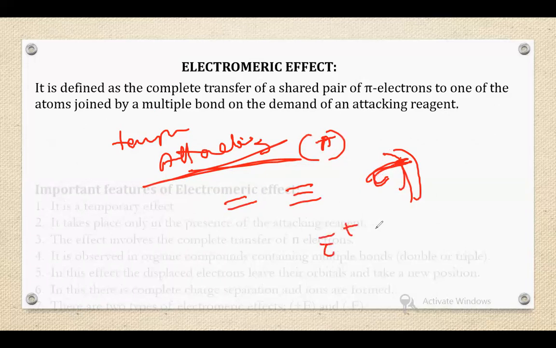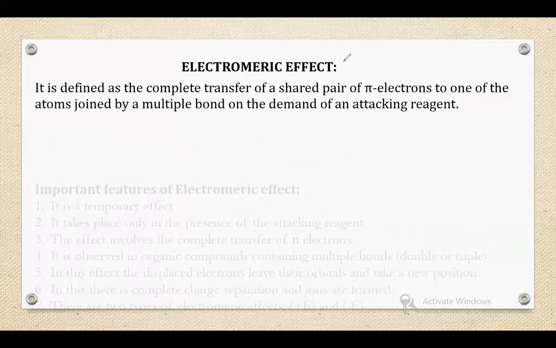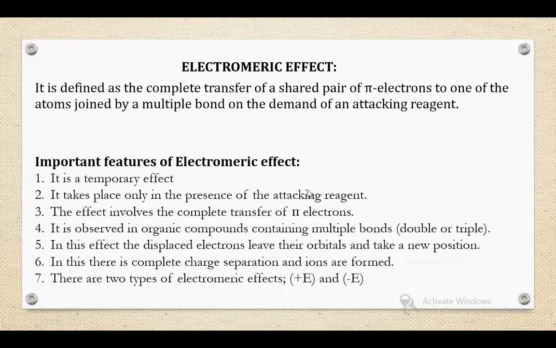This is divided as positive and negative electromeric effect. So we'll see the important features of the electromeric effect. It is a temporary effect, and takes place in the presence of an attacking reagent. There is a complete transfer of pi electron. It is observed in organic compounds containing multiple bonds, double or triple bonds. This effect displaces an electron, which leaves its orbit and takes a new position, and with complete charge separation, ions are formed. These are of two types: positive electromeric effect and negative electromeric effect.